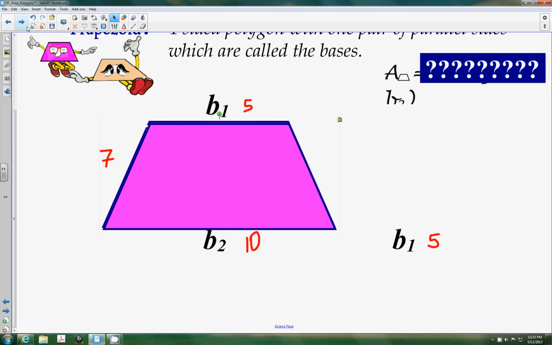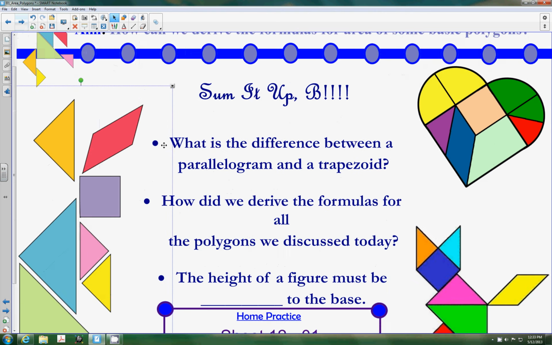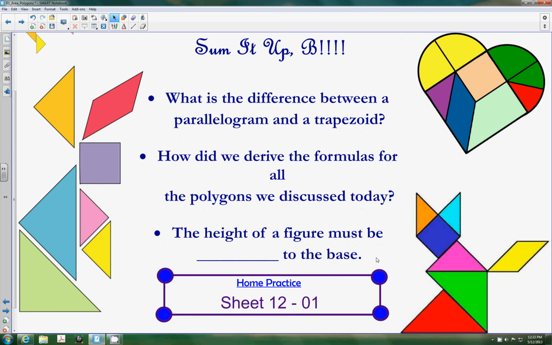Now I think that's the end. So we're going to sum it up. Here we go. Oh, and look at all these shapes that we make. We're going to be doing this at the end of the year. What is the difference between a parallelogram and a trapezoid? Let's see if you can figure that out. Anybody? I'm not telling you. You tell me tomorrow. How did we derive the formulas for all the polygons we discussed today? We cut them up into shapes we knew.